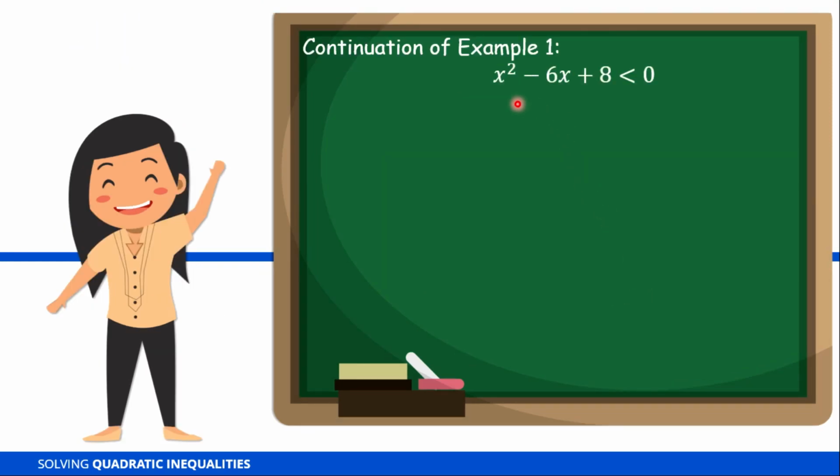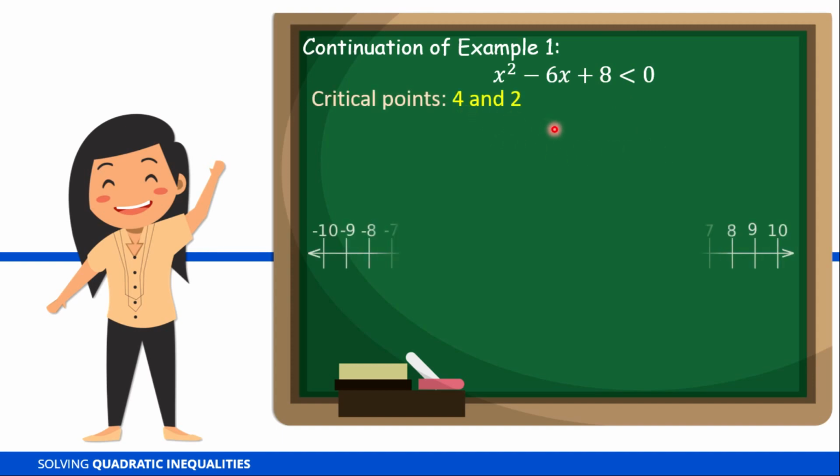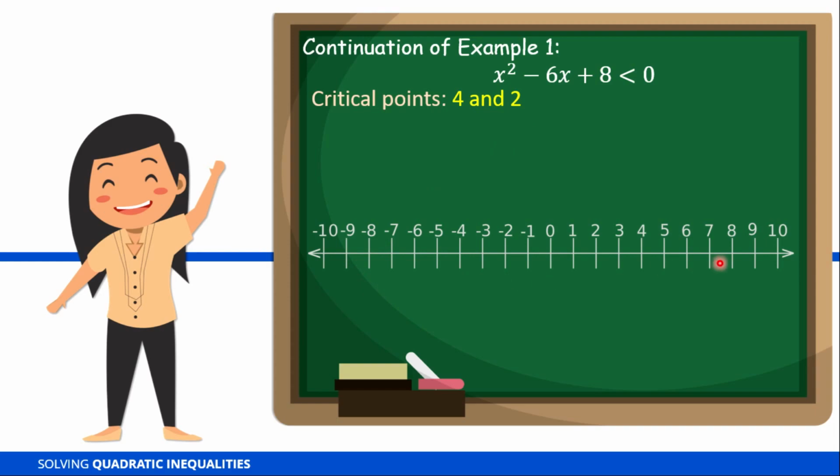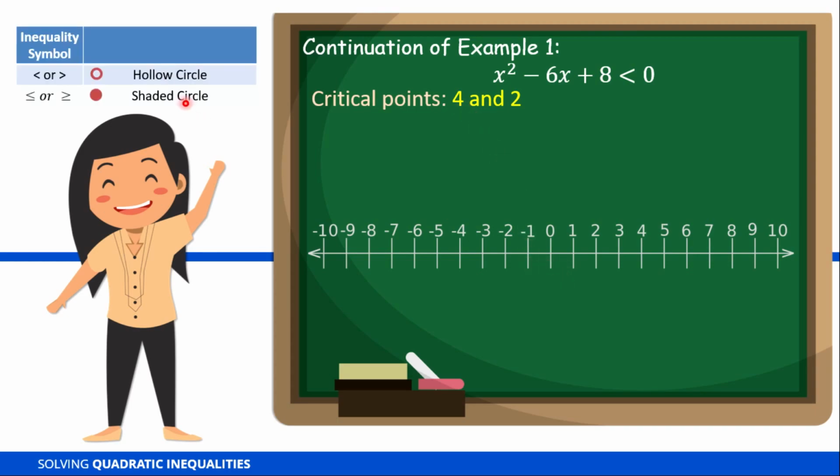Okay, so here's the continuation. Ito yung ating original inequality, at ang nakuha nating critical points ay 4 and 2. Okay? So here's our real number line. Ang critical points natin na nakuha ay ilolocate natin dito sa ating real number line. Gagamit tayo ng tinatawag nating hollow circle or shaded circle.